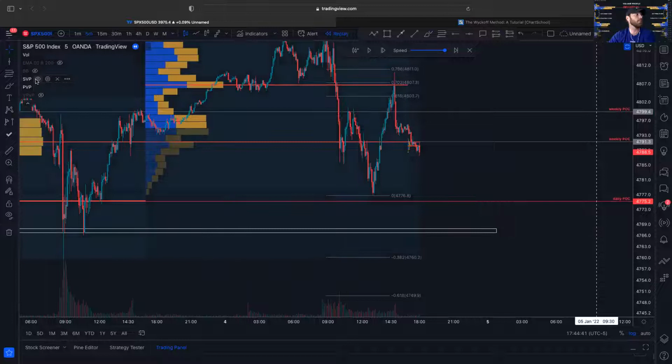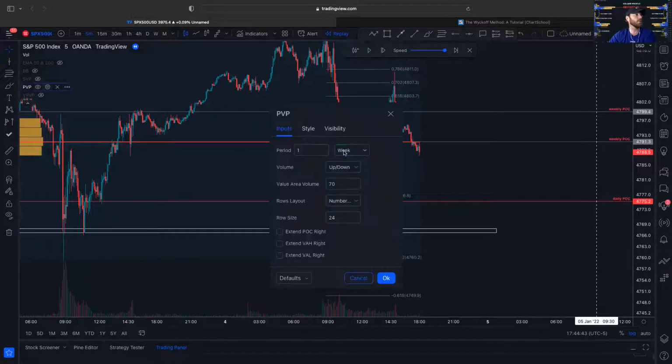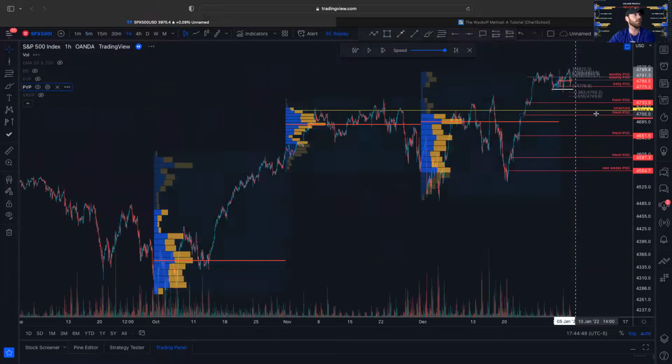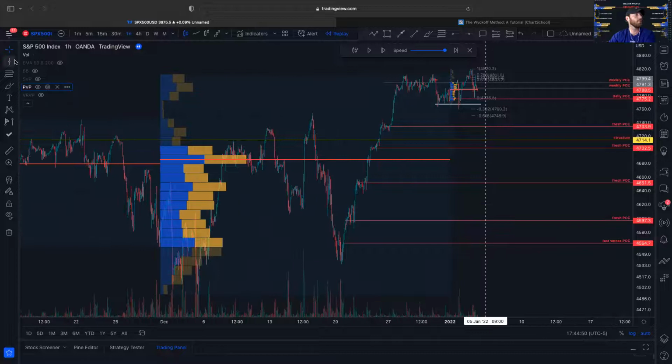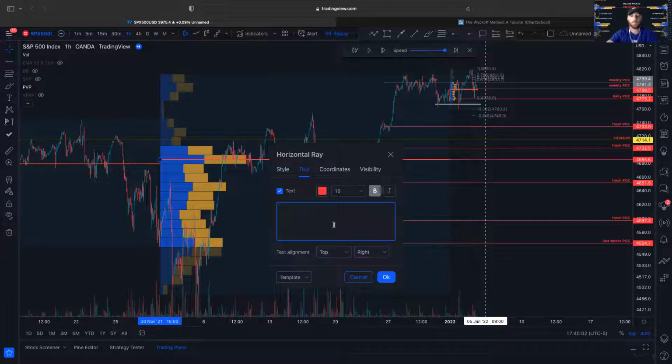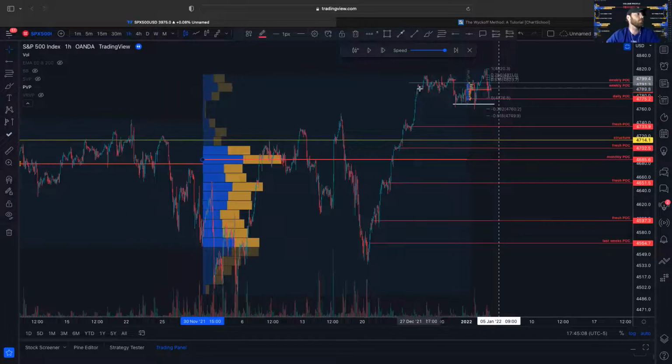And then sometimes what I'll do is I'll go into here and I'll mark the monthly POC as well. So we'll go to the 1 hour and see what that is. It looks like a lot of lines on your chart, but think about how many lines are on your chart when you do all of the support and resistance stuff. So, monthly POC. Okay.